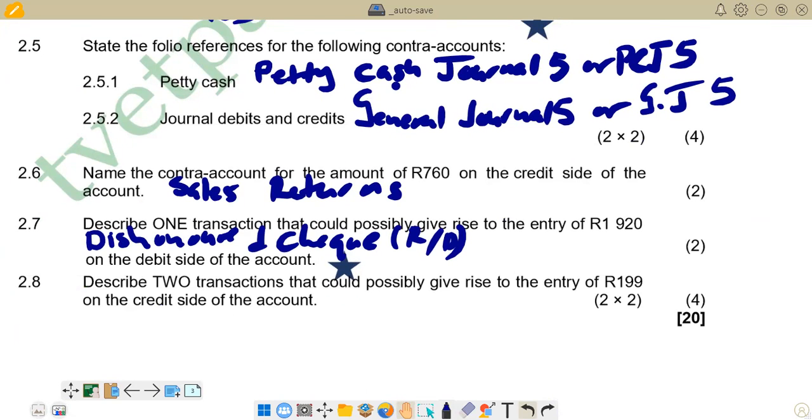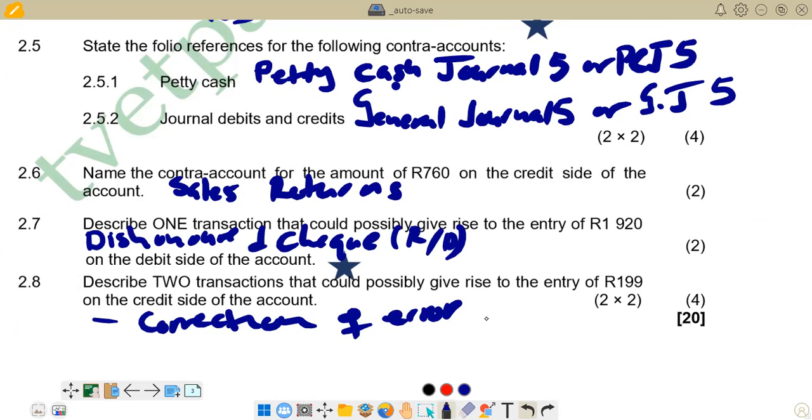So this is the indication that we are going to give there on 2.8. They want two reasons there, so we can put correction of error as one.